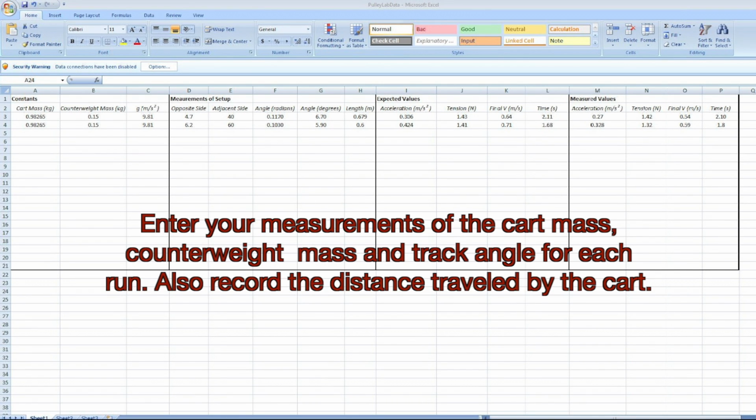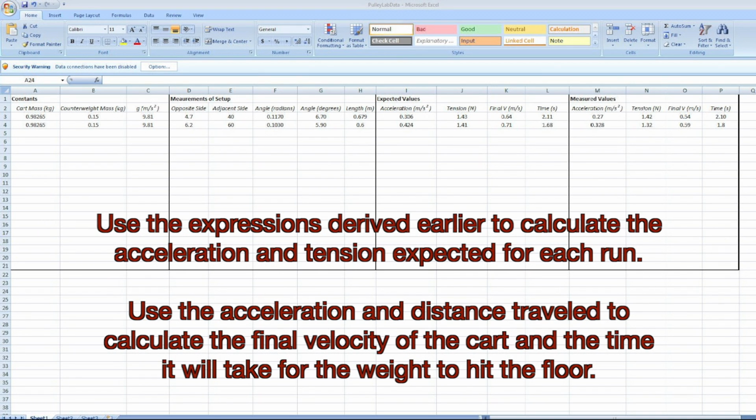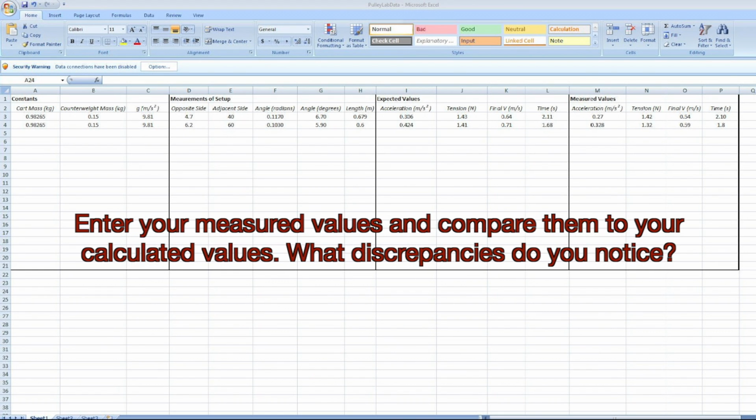Enter your measurements of the cart mass, counterweight mass, and track angle for each run. Also record the distance the cart traveled during each run. Use the equations we derived earlier to calculate the expected acceleration and tension for each run. Once you have the acceleration and the distance traveled, you can also calculate the final velocity of the cart and the time it will take the weight to hit the floor. Compare your measurements to the expected values.